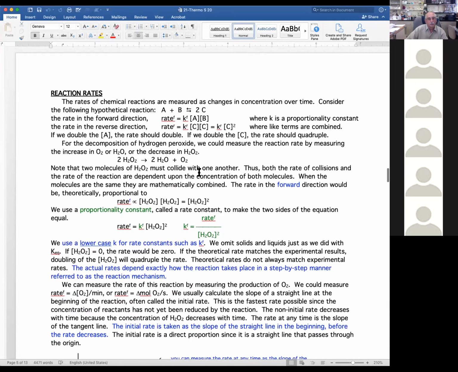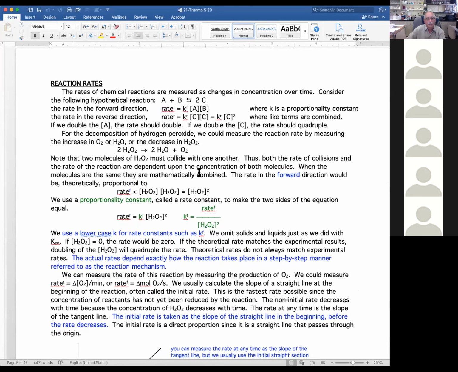Then this is the part where we did reaction rates. So reaction rates are quite simple. The rate for this reaction right here in the forward direction is equal to some rate constant times the concentration of A times the concentration of B. Looking at that, that means that A and B have to collide with one another. If I were to increase the concentration of A, there's going to be more collisions statistically. If I were to increase the concentration of A and B, then I will get even more collisions and the rate will go faster.